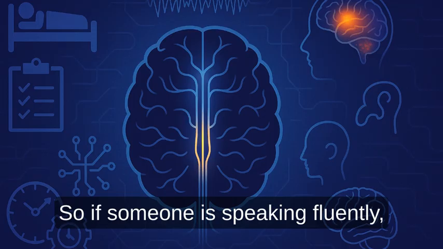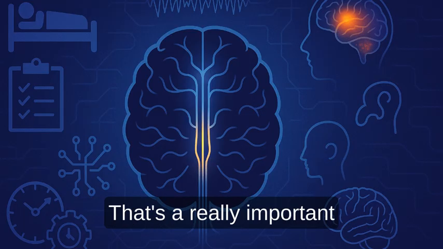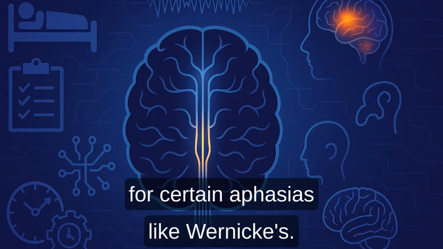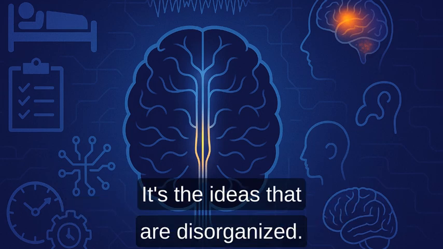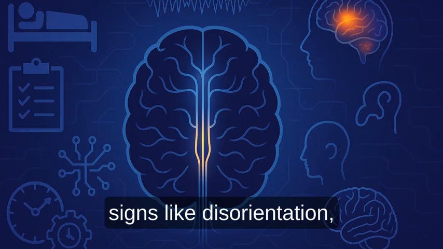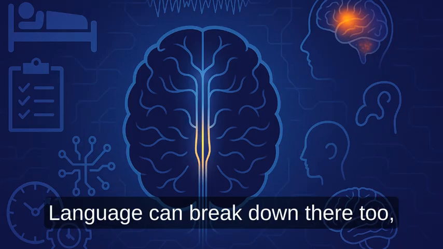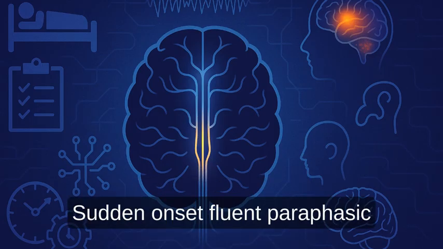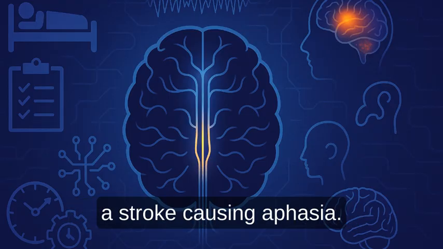So if someone is speaking fluently, but it's full of those errors, like jargon, what else could be going on besides aphasia? That's a really important differential diagnosis. Fluent paraphasic speech is classic for certain aphasias, like Wernicke's. But you also have to consider psychosis, though often the grammar is more intact there. It's the ideas that are disorganized. An acute encephalopathy or delirium could also cause confused speech, but you'd usually see other signs like disorientation, agitation, maybe hallucinations. And then there are dementias. Language can break down there too, but it's usually more gradual and happens alongside decline in memory and other cognitive functions. Sudden onset fluent paraphasic speech, especially in an older person, strongly points towards a stroke causing aphasia.